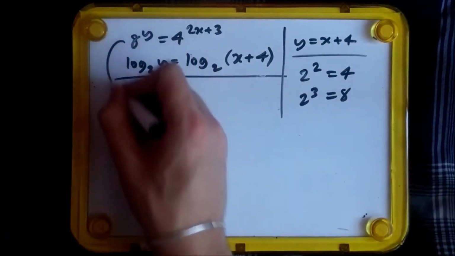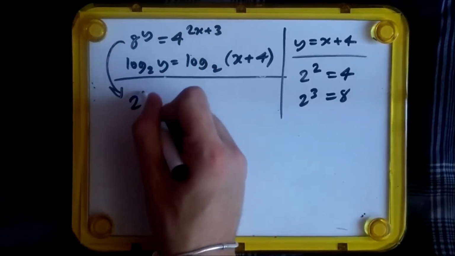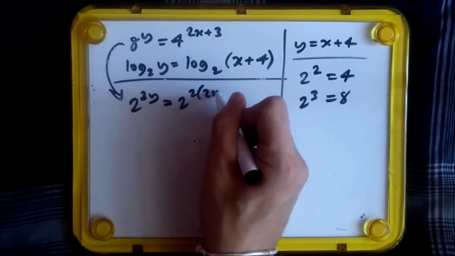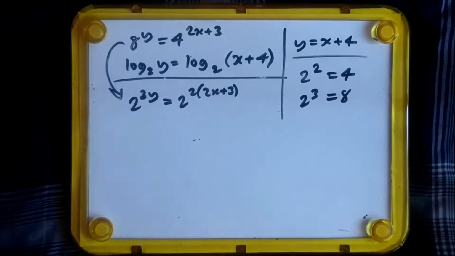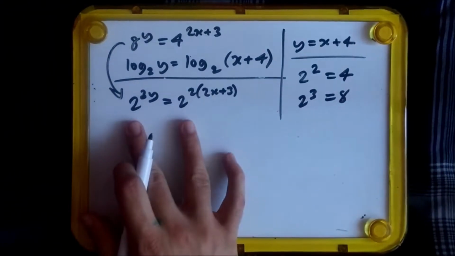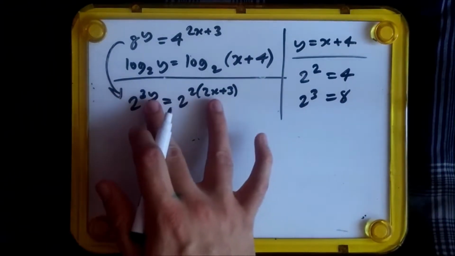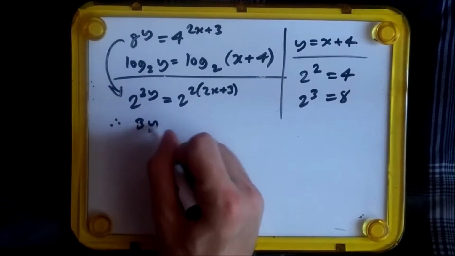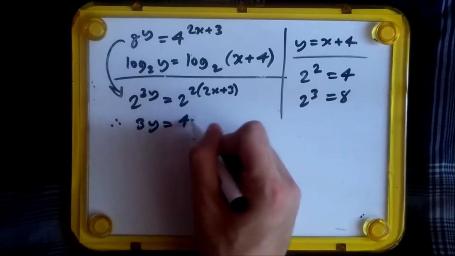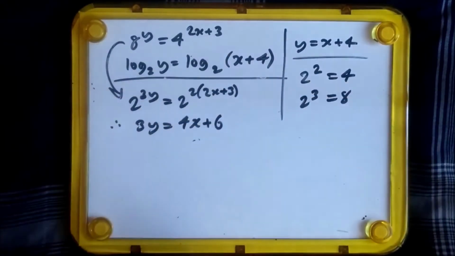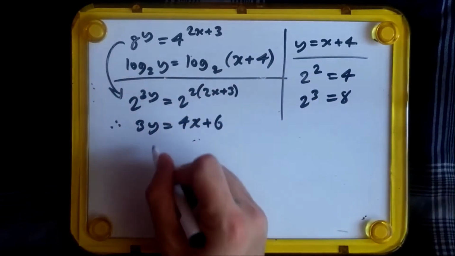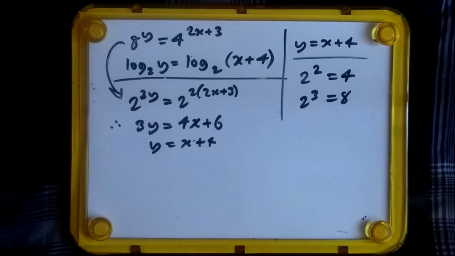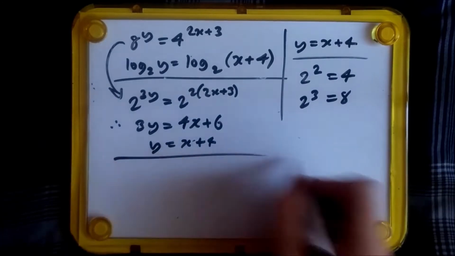So rewriting the first equation, we should have 2 to the power 3y equals 2 to the power 2 bracket 2x plus 3. Because of this, now these two are the same. This implies that these two must also be the same. So yes, our second equation will be 3y equals, multiplying this out, 4x plus 6. And this can be solved simultaneously with y equals x plus 4. Well, yeah, then that's it. Now we're just going to pop this into this equation and solve it easily.